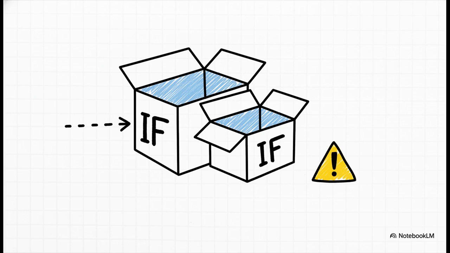But here's a word of warning. Don't go crazy with this. If you find yourself nesting more than 2 levels deep, it's probably a sign that your code is getting messy and you should rethink your approach.